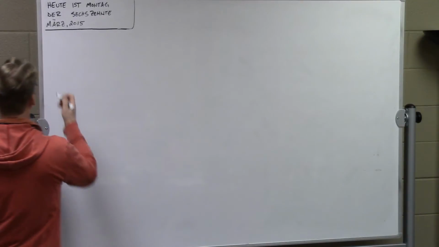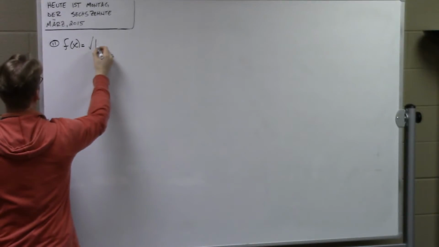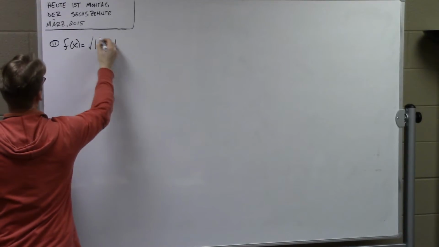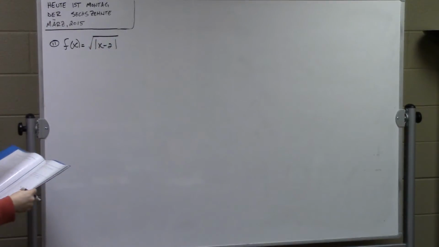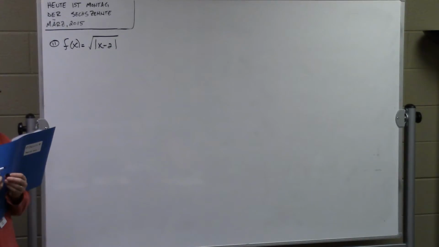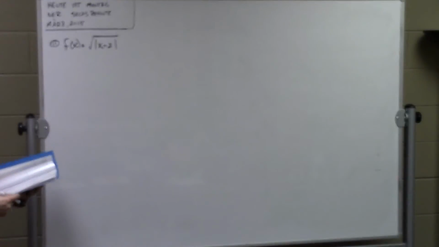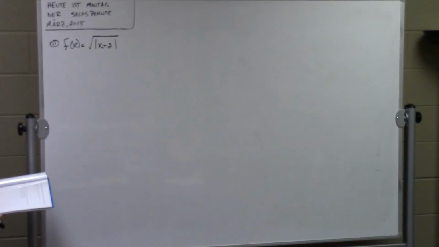Let f be the function defined by f of x is equal to the square root of the absolute value of x minus 2. Which of the following statements is true? F is continuous but not differentiable at x equals 2. First off, can we plug 2 into that function? Yes.